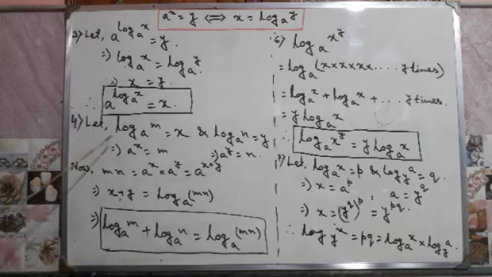So let log m to the base a be equal to x, and log n to the base a be equal to y. So from this we can say a to the power x is equal to m, and from this one we can say that a to the power y is equal to n. Now multiplying, mn is equal to a to the power x into a to the power y, that is a to the power x plus y. So from this mn equal to a to the power x plus y, from this definition of log, x plus y is equal to log mn to the base a.